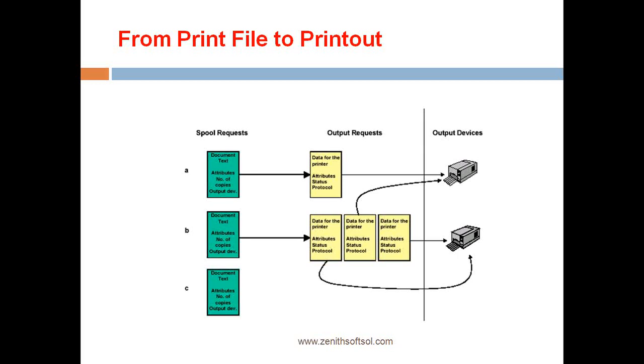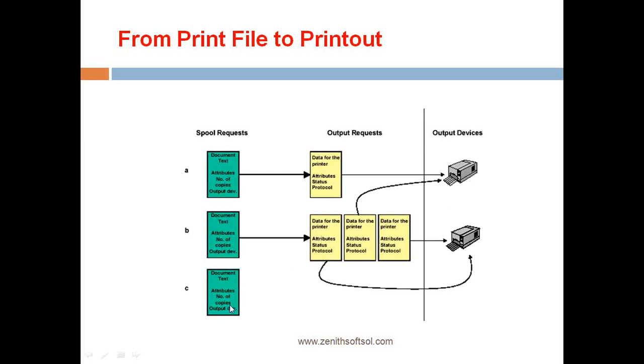In situation B, an output request is created for the spool request immediately after the spool request is created. So this output request is then printed on a device. Later, a user creates two additional output requests for the same spool request. So these two output requests are printed on two different devices.